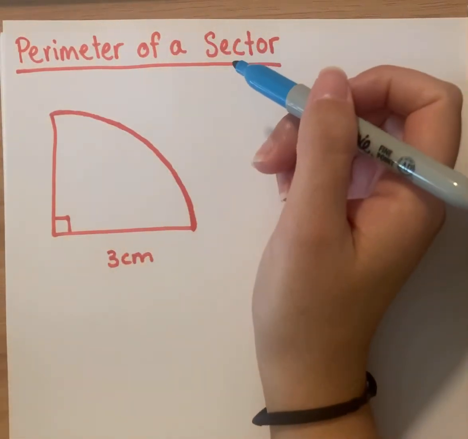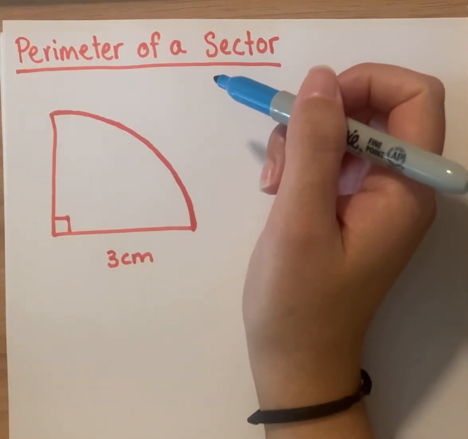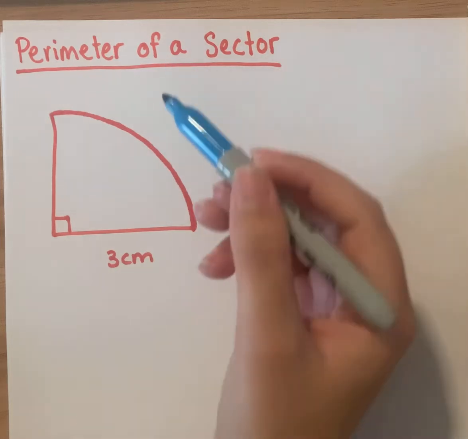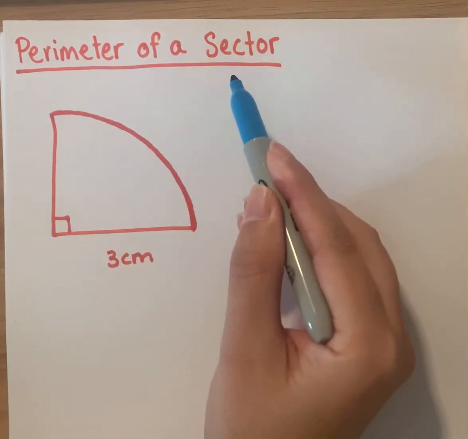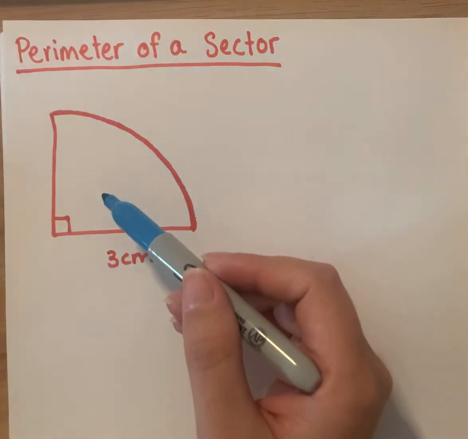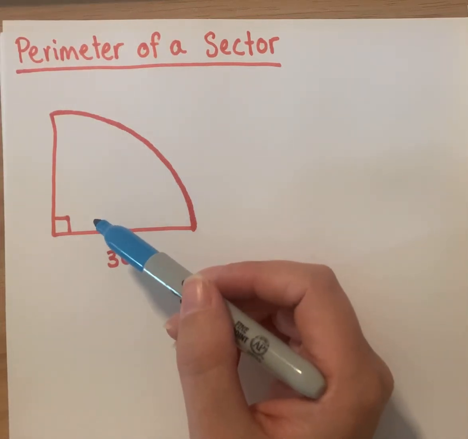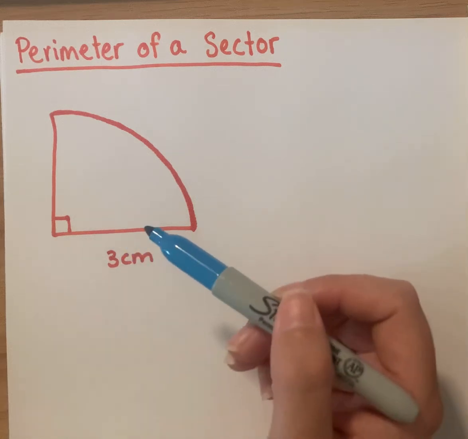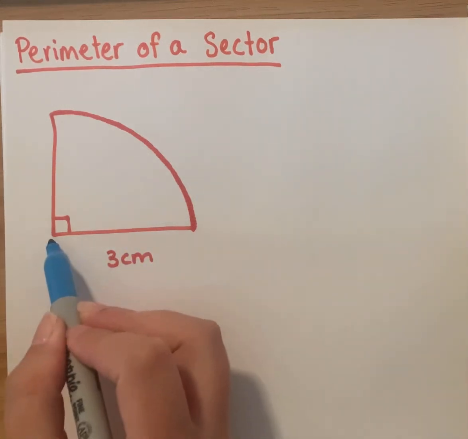Okay, so we know how to find the perimeter of a circle now. It's called the circumference, and that's going to help us in finding the perimeter of a sector. So we have a sector here. If we wanted to find the perimeter of this sector, we would need to add up all the side lengths. That's what perimeter means. So we just need to add up all the sides.